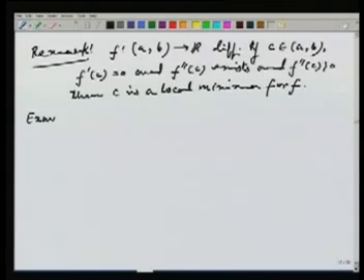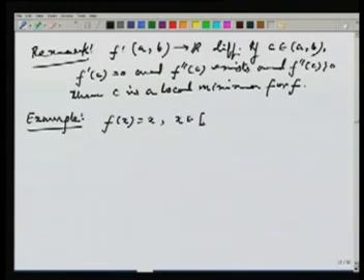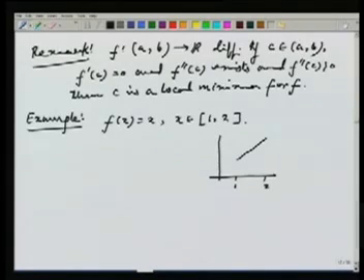Now let us look at the following example. f(x) is equal to x if x belongs to the closed interval [1, 2]. You see that f is a nice differentiable function. I can easily draw the graph of the function also: this is the point 1, this is the point 2. At the point 1 the value of the function is 1, at the point 2 it is 2, so it looks like this. You can see that the point x equals 2 is the maximum.